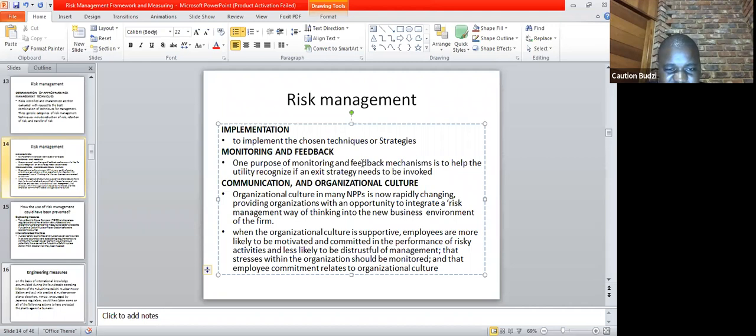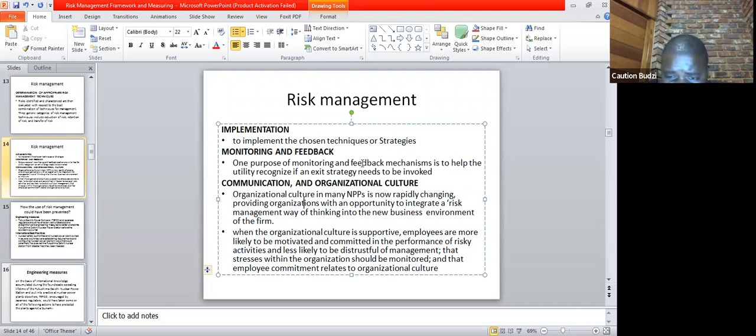Another step is on communication and organizational culture. Organizational culture in many nuclear power plants is now rapidly changing, providing organizations with an opportunity to integrate a risk management way of thinking into a new business environment of the firm. When the organizational culture is supportive, employees are more likely to be motivated and committed in the performance of risk activities, and less likely to be disruptive of management.